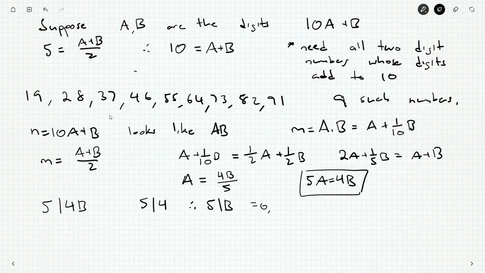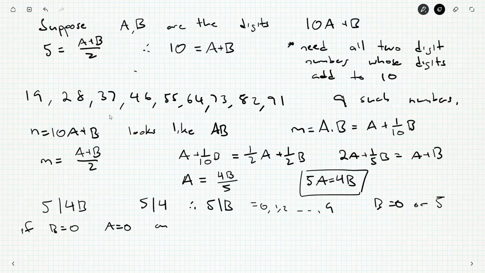So b is 0 or 1 or 2 all the way up to 9. Which of these are divisible by 5? b is either 0 or 5. If b equals 0, a equals 0, and n isn't 2-digit.